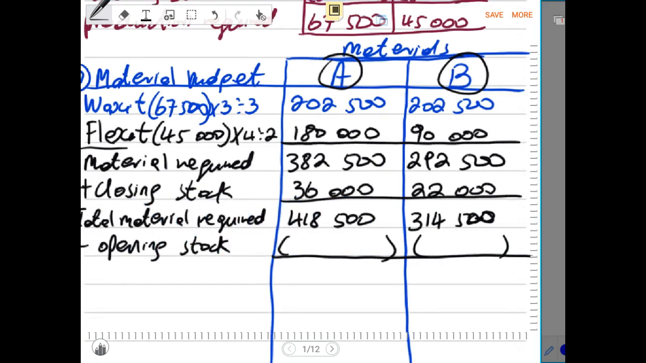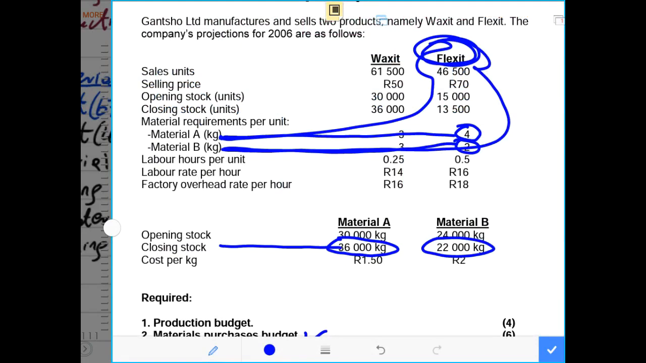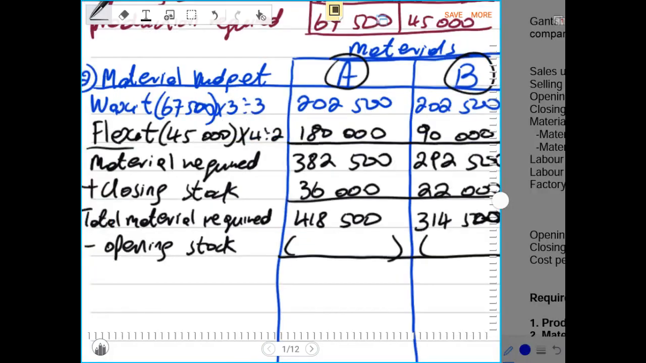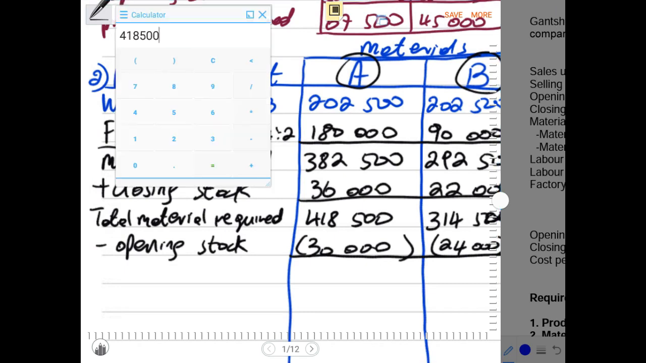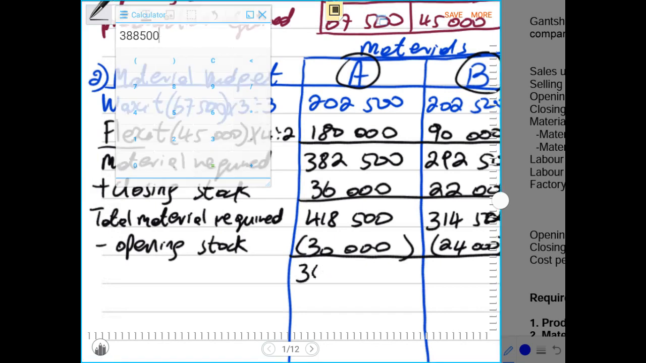Our opening stock is given as 30,000 kgs and 24,000 kgs respectively. So we record the 30,000 kgs and the 24,000 kgs, and then we can deduct. 418,500 less 30,000 gives us 388,500.